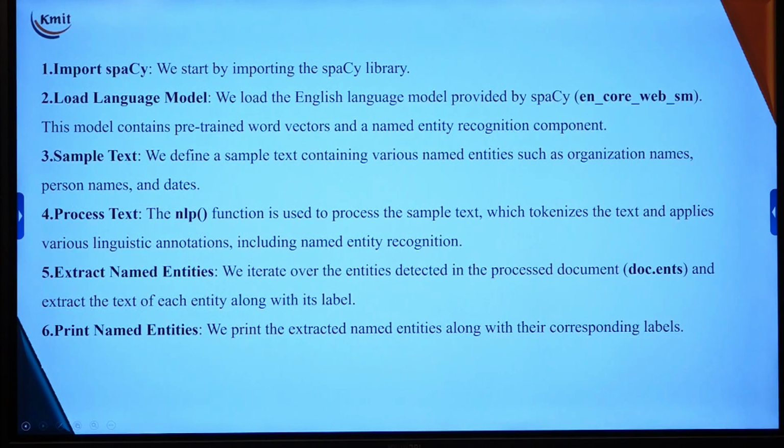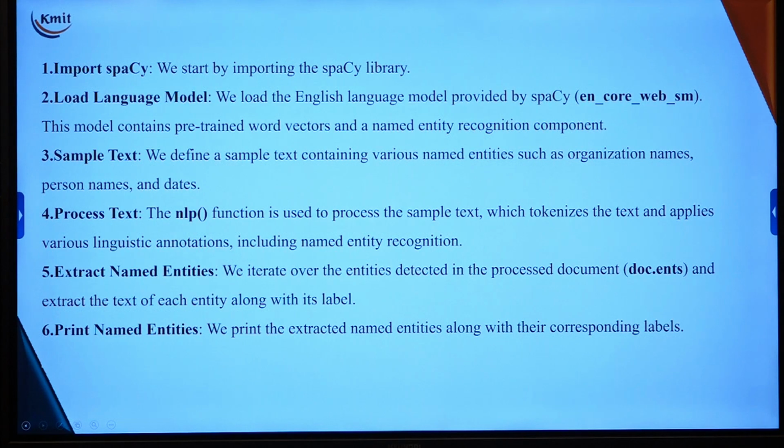We have imported the spaCy library first, and then we load the English model which we have used for spaCy here, which is en_core_web_sm. This is a pre-trained model with word vectors and also named entities. It also has an NER component.